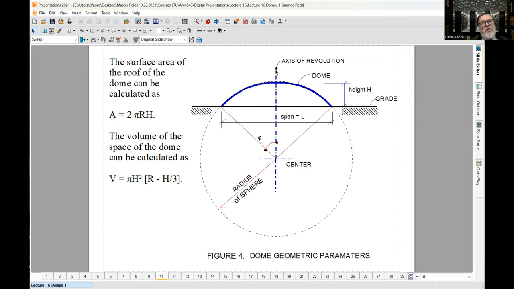This is called the axis of revolution. So in other words, pure vertical axis right through the center, 90 degrees to the ground and 90 degrees to the top of the dome, which is tangent to the ground. You could rotate all of those arch segments together. That would be the point of rotation to create the dome form.